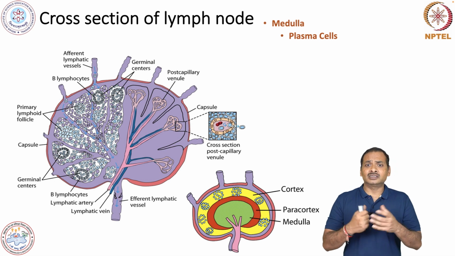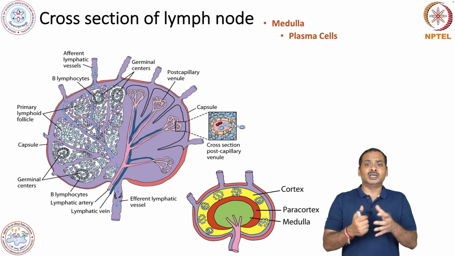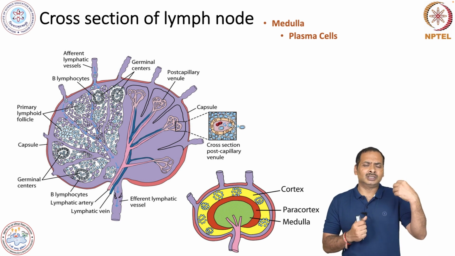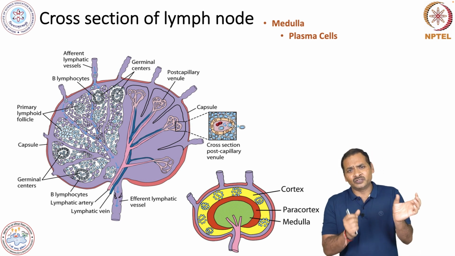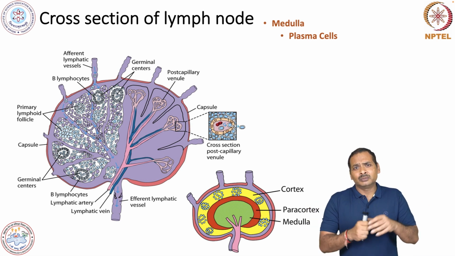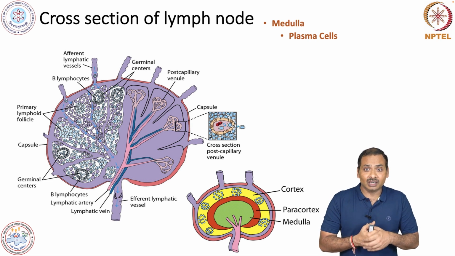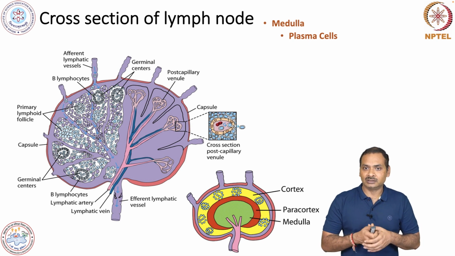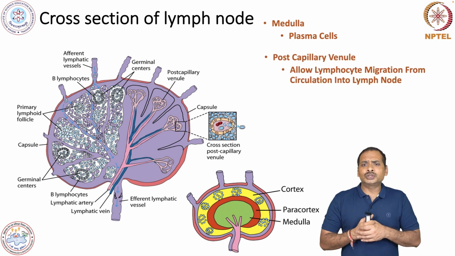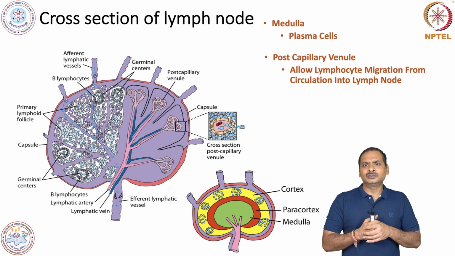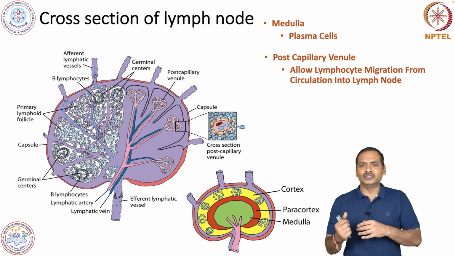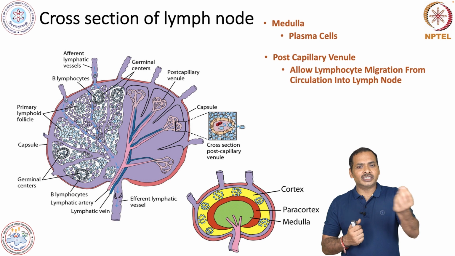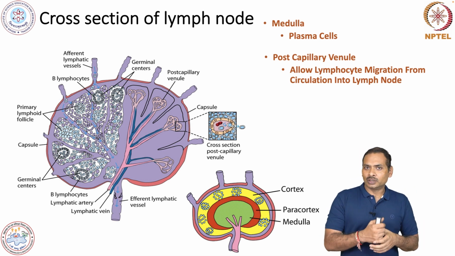This medulla region has plasma cells. It will be rich in plasma cells. It's not that there are none elsewhere; some differentiating B cells to plasma cells are also in the germinal center, but most plasma cells reside in the medulla region, and that's why the afferent vessel is rich in antibodies. There are post capillary venules which allow lymphocyte migration from circulation to the lymph node. So there is a process by which lymphocytes can move from circulation to the lymph node.